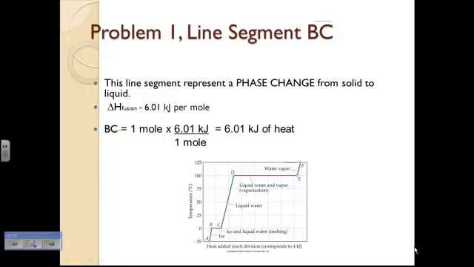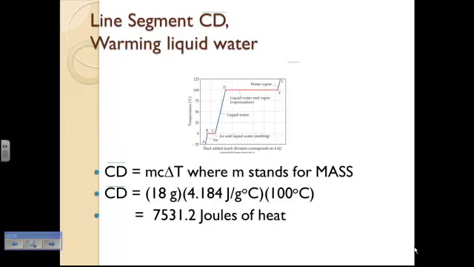So we've traveled from point A, B, and now we have finished traveling from point B to point C. The next line segment is going from 0 degrees all the way up to 100 degrees from point C to point D on the graph. Because we are changing temperature, it's an MC delta T problem. When I MC delta T, M stands for mass in grams. Remember that we were given moles, but we easily converted 1 mole of water to be 18 grams of water.